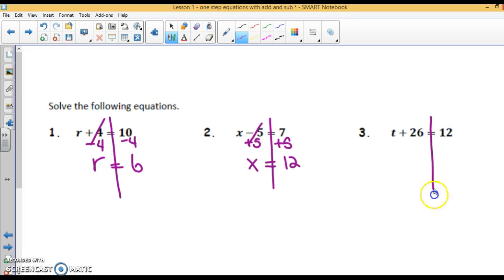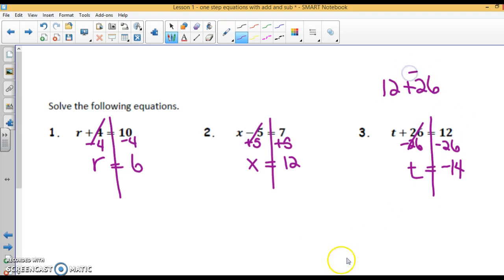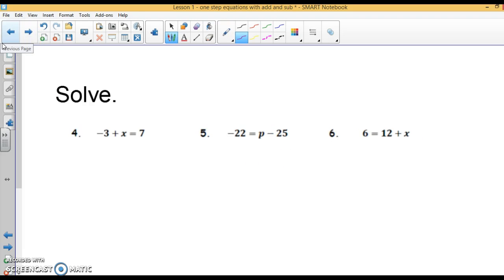Let's try another one. Draw your line down the middle. So, t plus 26 equals 12. What's the opposite of plus 26? Minus 26. So, 26 minus 26 is 0. I'm left with t equals 12 minus 26 is negative 14. Because you think about that just like this: 12 minus 26, add the opposite, it's negative 14. You can also use your calculators.